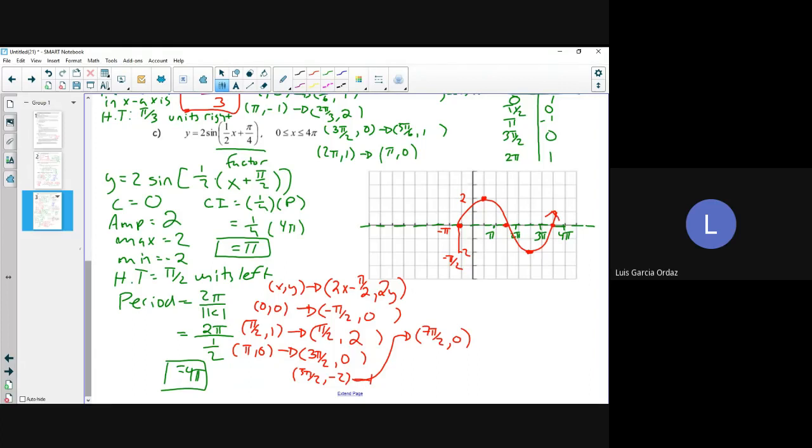So was that easy enough to understand for now? For some of you, it might be easy. Some of you still probably need practice. Okay. So this is what the transformations of trig functions would look like.